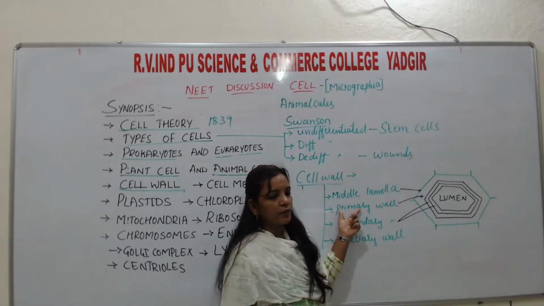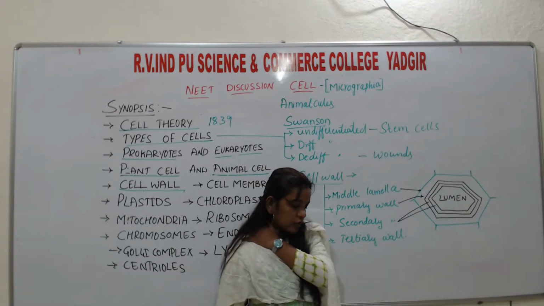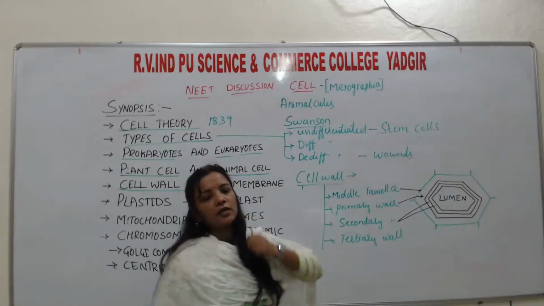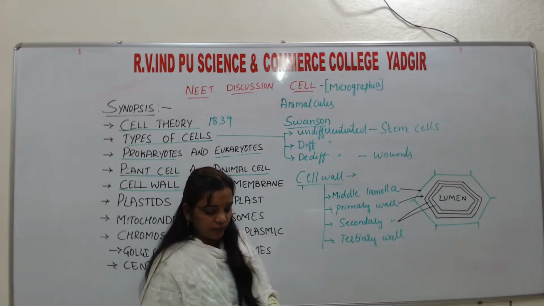Each layer is made up of calcium, magnesium and so on. Here it is made up of what? The primary wall is made up of cellulose, hemicellulose and pectin. But in the case of the secondary wall, it is made up of suberin, lignin. Okay, after that, cutin.